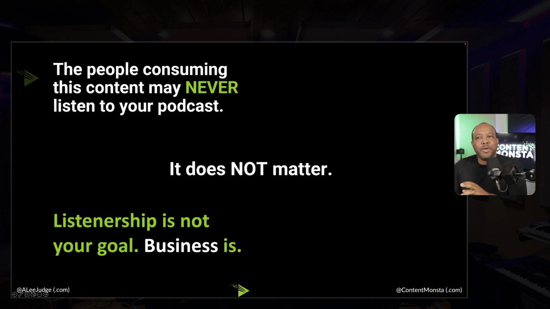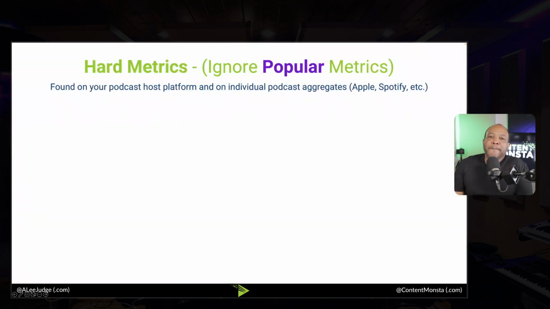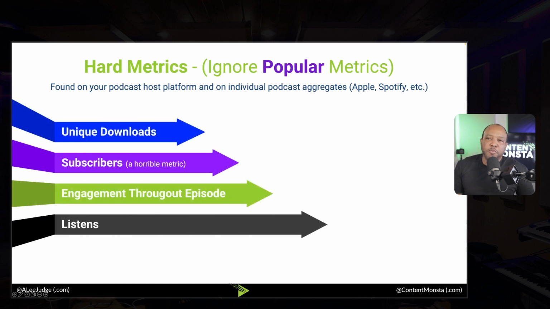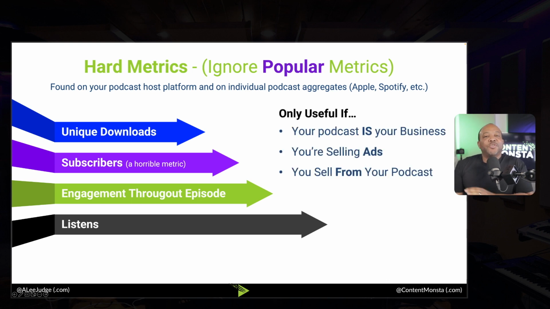Now, when it comes to measuring this, there are lots of metrics out there. Some matter and some don't, especially if you're doing a podcast for your business. There are some hard metrics that are popular when it comes to measuring podcasts, but they're not so good for measuring a business podcast. These metrics are found on your podcast host platform and individual podcast aggregators like Apple and Spotify. You'll see things like unique downloads, subscribers, which, by the way, is a horrible metric, engagement throughout the episode, and listenership. These are only useful if your podcast is your business, if you're selling ads, or if you sell from the podcast.